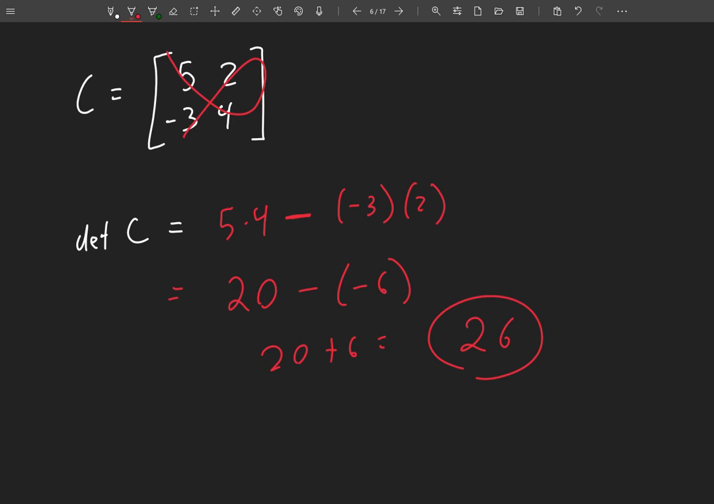Okay, so that's how you find a determinant. Now you can find determinants of larger matrices. You can find determinants of 3x3s, 4x4s, but we're not going to get into all of that stuff. That's beyond the scope of what we're going to do, at least in my class.